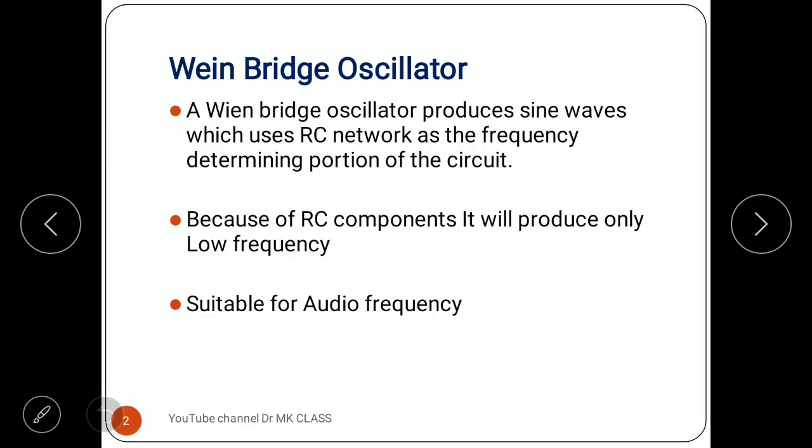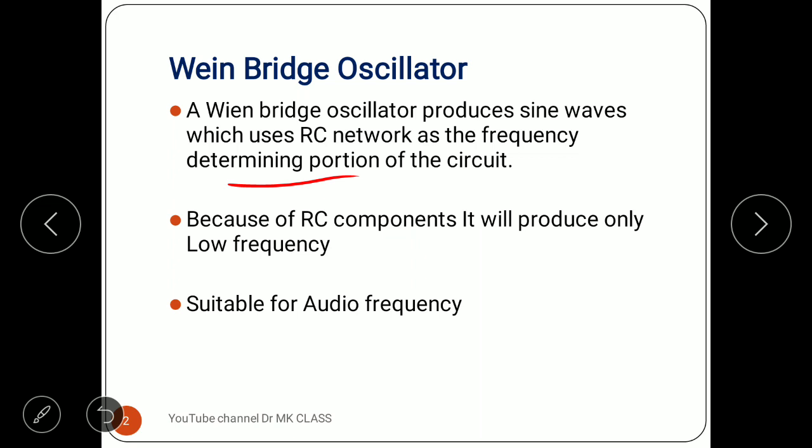Wien bridge oscillator: Wien is a scientist. He found this oscillator and he made one bridge with an amplifier where it acted as an oscillator. So the Wien bridge oscillator produces sine waves, which uses an RC network as the frequency determining portion of the circuit. So the RC network is the main reason here to generate an oscillator.